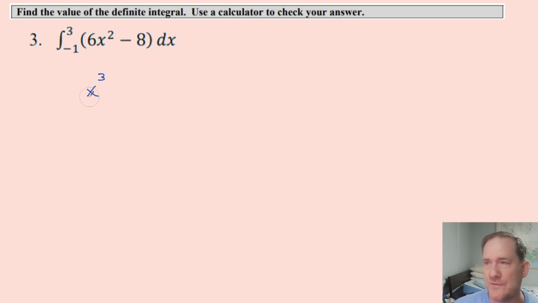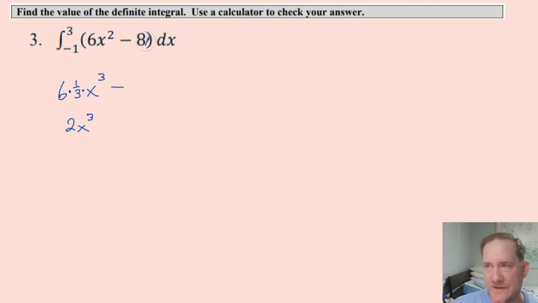If you're not super comfortable doing it in your head, then just bring the coefficient with you, 6. And the other part of our rule was always multiply the coefficient by the reciprocal of our new exponent. So you'd put a factor of a third here, and a third of 6 is 2. So 2x cubed is for sure the antiderivative of 6x squared. So we're good.